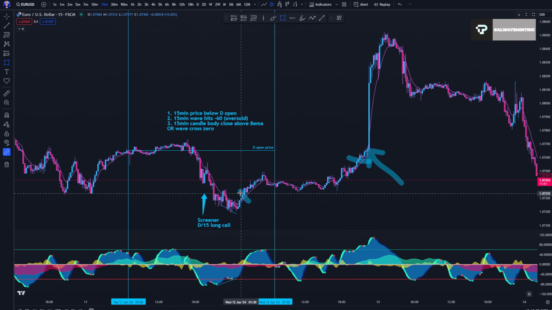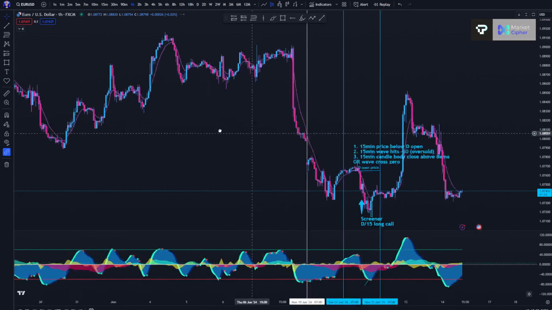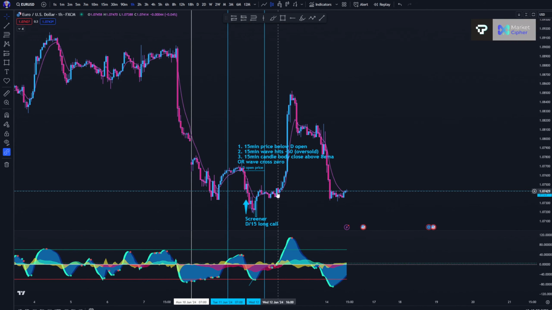So my entry was over here, and this would have been a D15 long reversal. The take profit for a D15 long reversal is the 1 hour. As I said in the TP Min screener, we need this long to set up the weekly 1 hour short position. So you would have been taking profit on this 1 hour anchor because you'd be looking to enter the short position. I was just scared with the news.